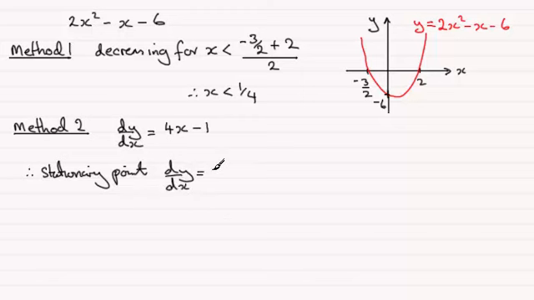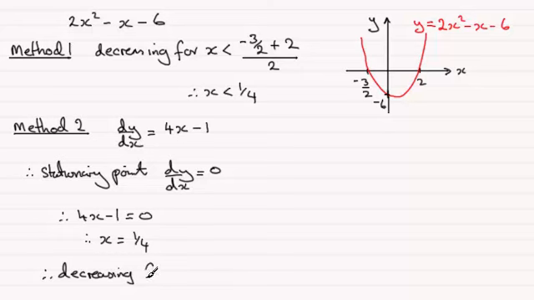And when dy by dx equals 0, we therefore have 4x minus 1 equals 0. And solving this, we end up with x equaling 1/4. So therefore, if we opted for that way, we could say that it's decreasing for x less than 1/4. But all of that works from the graph, okay?